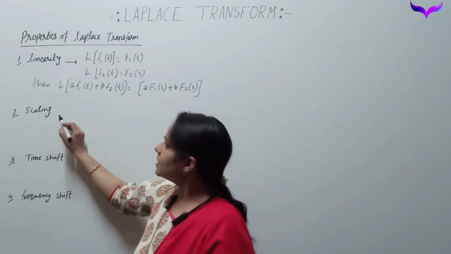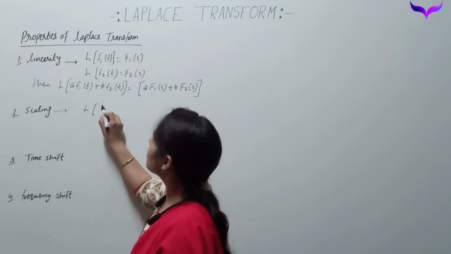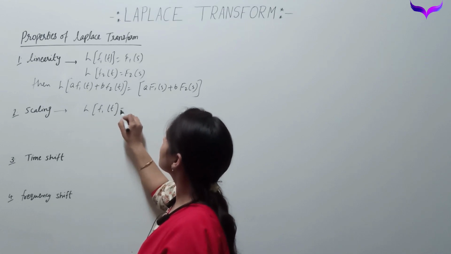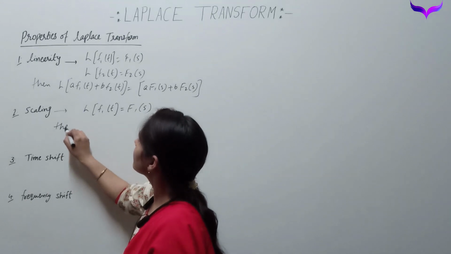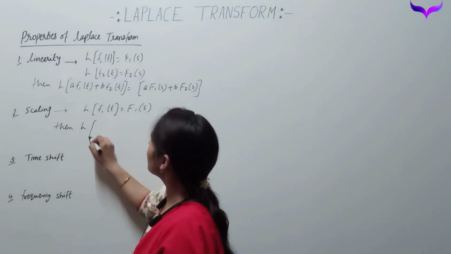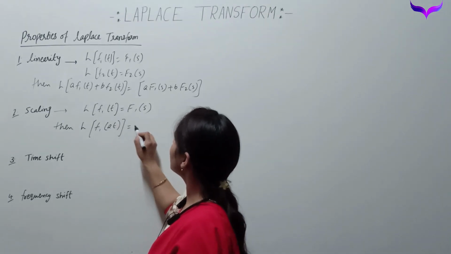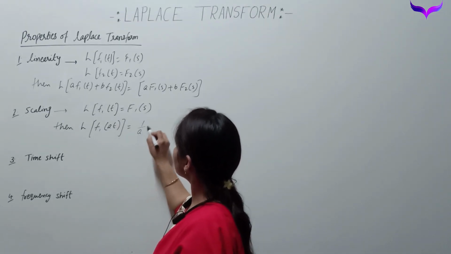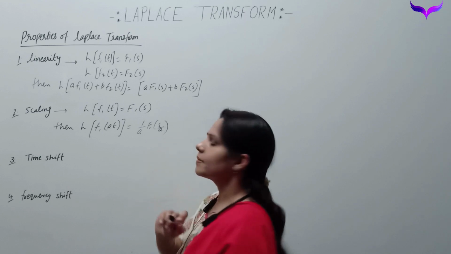Next is the scaling property. In this property, Laplace transform of f1(t) is F1(s). Then Laplace transform of f1(at) is equal to 1 by a F1(s by a).